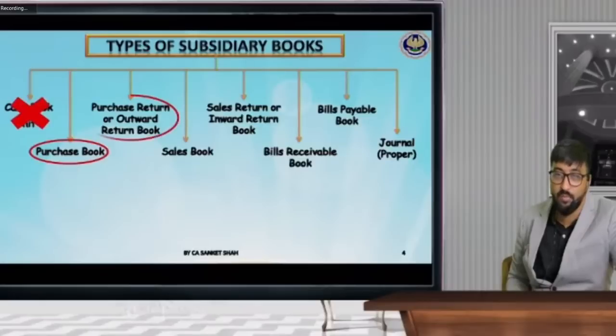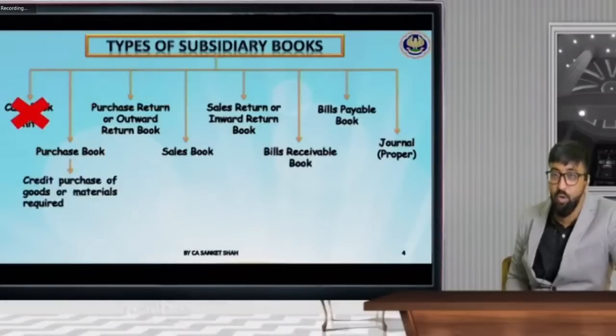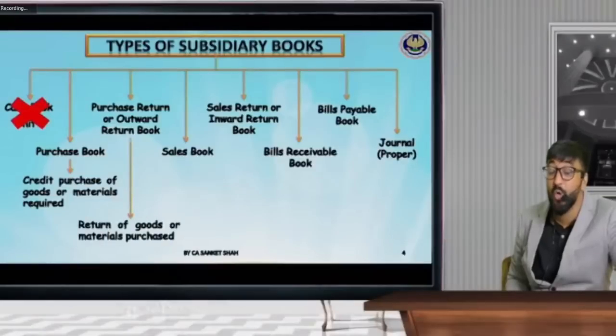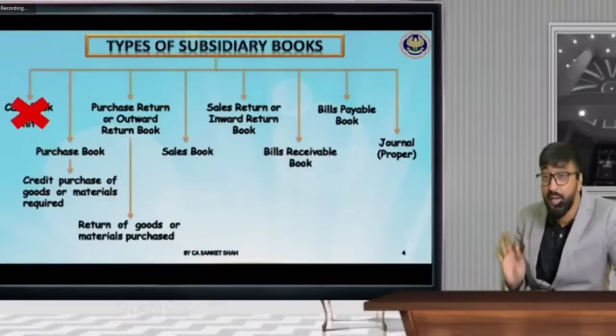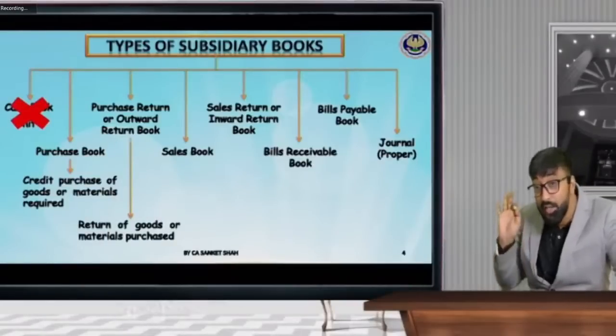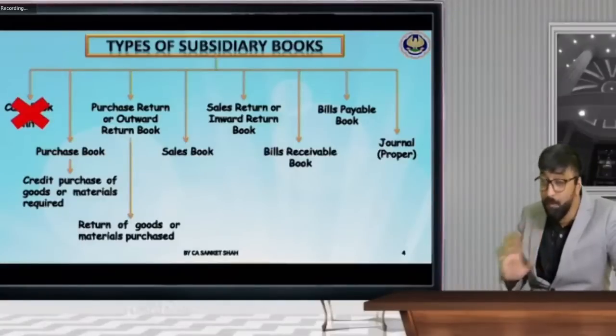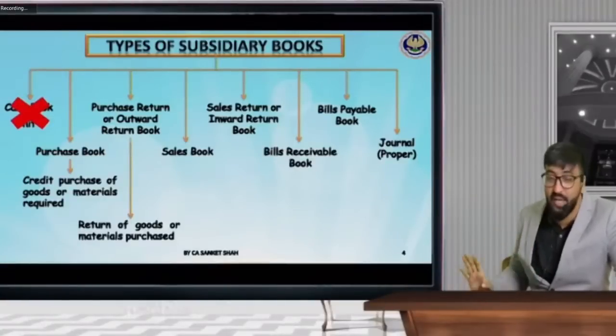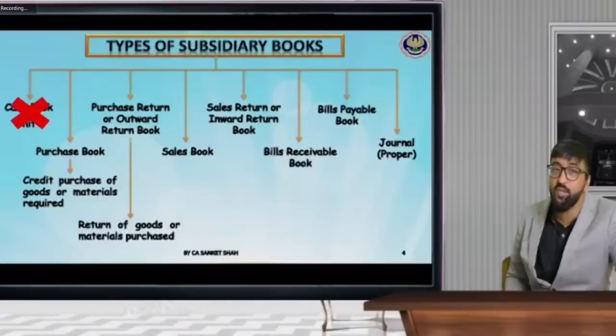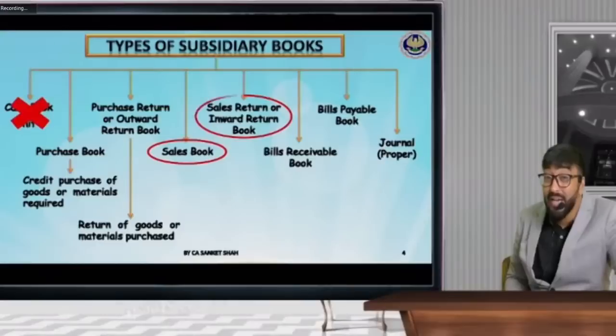Purchase book and purchase return book. Before the break, we are going to learn these 2 books. Purchase book: credit purchases of goods. Only goods. No furniture, no asset, nothing. So credit purchases of goods or material required. Sales book is also credit sales.